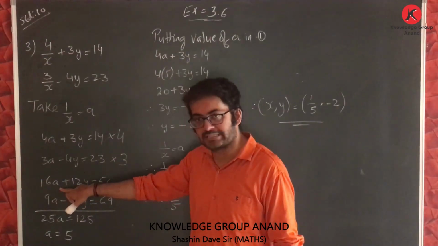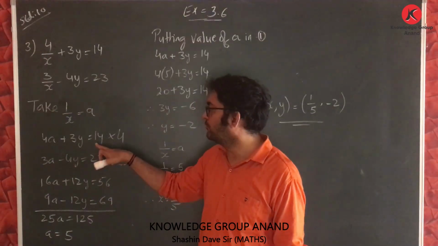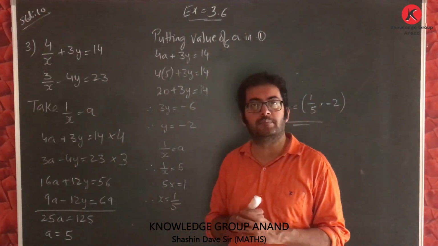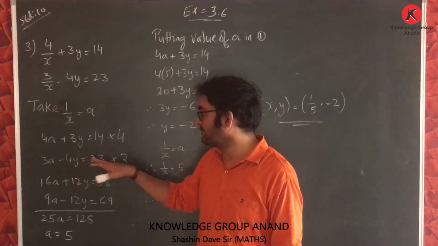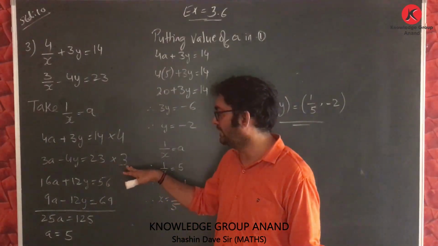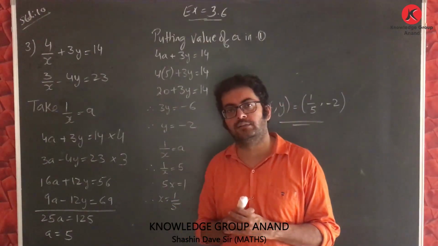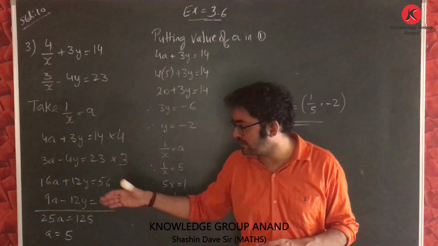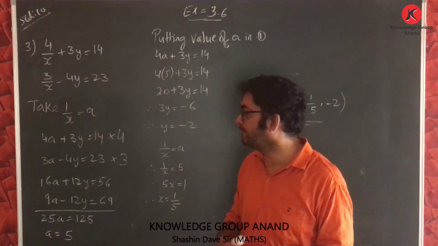4a into 4 that is 16a plus 3y into 4 that is 12y is equal to 14 4s are 56. Similarly, our second equation has been multiplied with 3. So 3a into 3 that is 9a minus 4y into 3 that is minus 12y is equal to 23 into 3 that is 69. As we have the same coefficient with y, the part with y will get eliminated. One more good thing for us is that the signs are also opposite, so no need to change the sign.